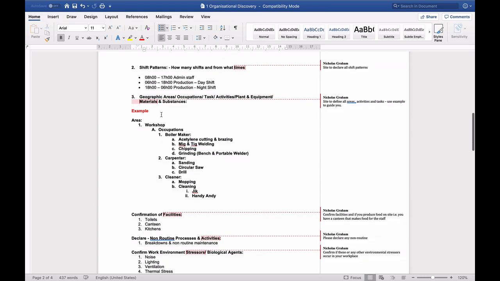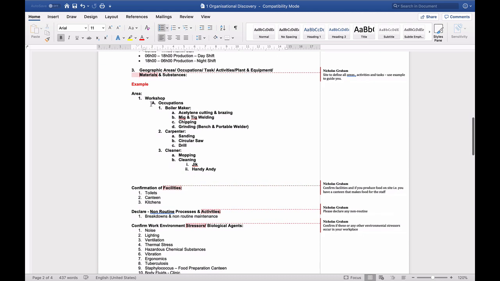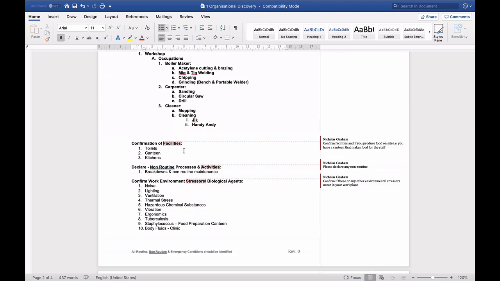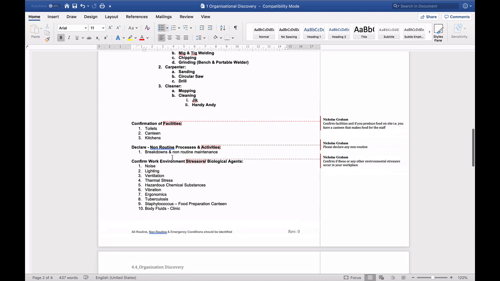We then go through all the geographic areas and occupations, tasks and activities with the client. So as an example, here's a workshop, and the occupations within there are a boilermaker, a carpenter and a cleaner, and these are the various different pieces of equipment that those occupations would use. We confirm the facilities, toilets, canteens and kitchens, because we know that if they have food preparation areas, they're going to require specific hygiene risk assessments, and they also may require a certificate of acceptability.